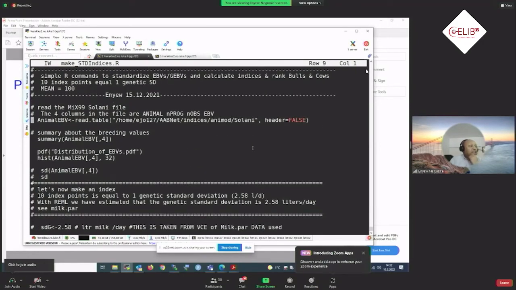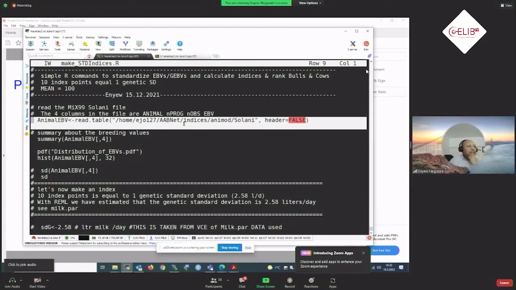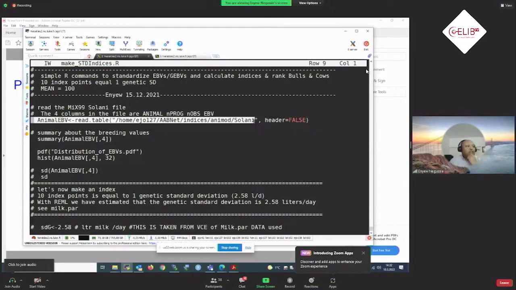What I have done here at the beginning is I am reading, you can see here, the Solani file where I am estimating the breeding value of the animals. So I read those breeding value solutions. I know they have 4 columns. The first one is the animal ID, and the second one, the number of descendants. The third one is the number of observations, and the last one is the breeding value estimate. And I make a table out of that one, animal ID and 4 columns, so it reads them there.